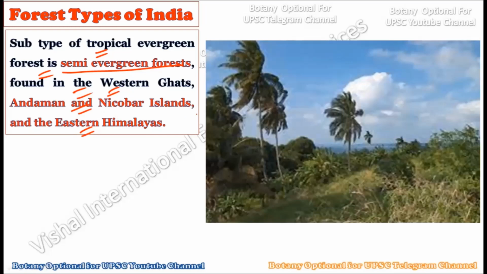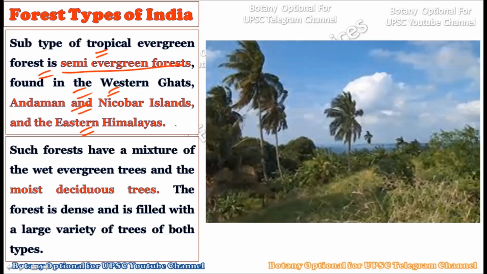Whether it is a semi-evergreen forest or an evergreen forest, they lie together, but the basic difference is that some of the plants act as deciduous trees. This is the only difference between the evergreen forest and the semi-evergreen forest: some plant species within the semi-evergreen forest lose their leaves during some portion of the year.